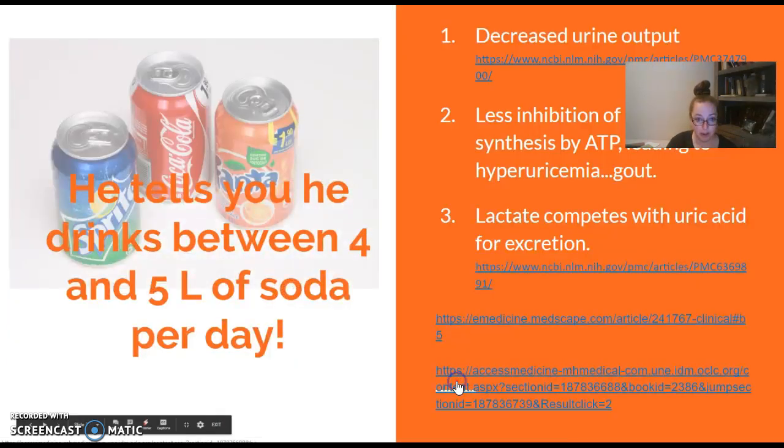So in the next part of the question, after further discussion with the patient, he tells you that he recently switched from diet soda to regular soda because he read that the fake sugar in diet soda was bad for him. And he tells you he drinks between 4 and 5 liters of soda a day, which is very alarming to me, whether it's diet or regular. That just seems crazy to drink that much soda and not expect to have some sort of sickness.